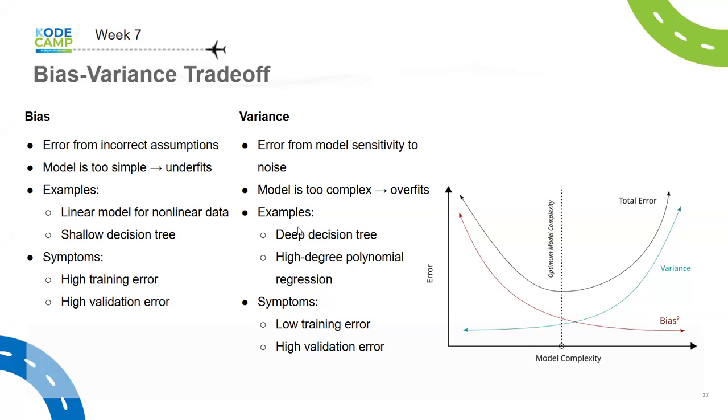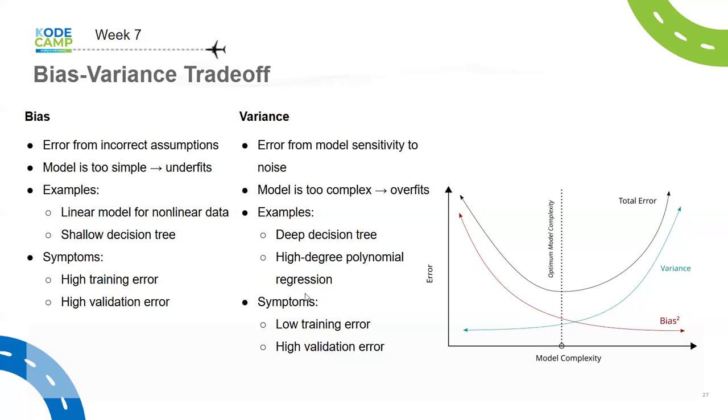So those are examples. A decision tree is actually always very likely to overfit. So that's one thing. If you're having a polynomial regression and you have a high order, maybe fifth or sixth or tenth order, it might overfit. So you want to reduce it.